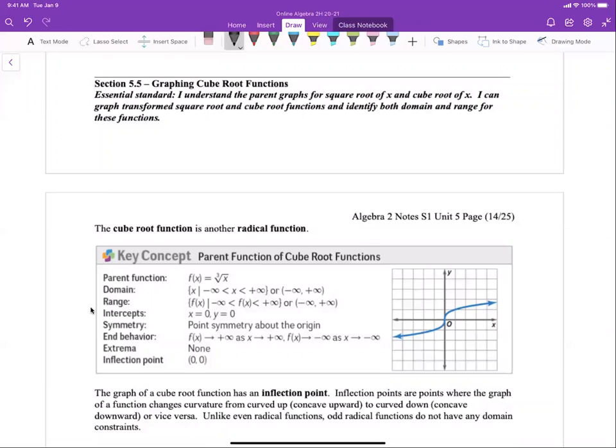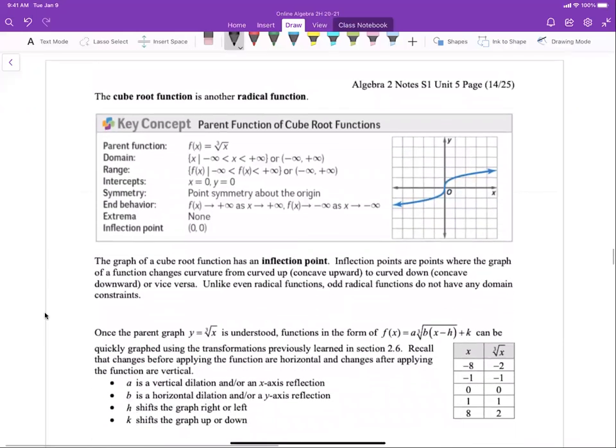Okay, so this is our lecture 5.5, graphing cubed root functions. Yesterday we did square root functions. Now we're doing cube root functions. I understand the parent graphs for square root of x and cubed root of x. And I can graph transformed square root and cubed root functions and identify both the domain and range for both of those. Same exact essential standard.